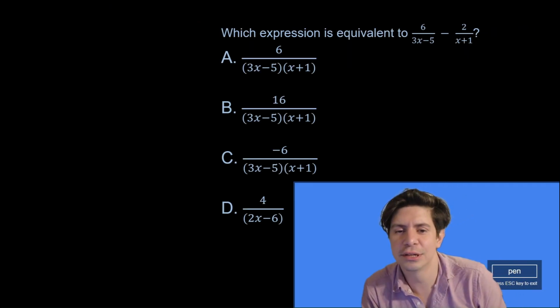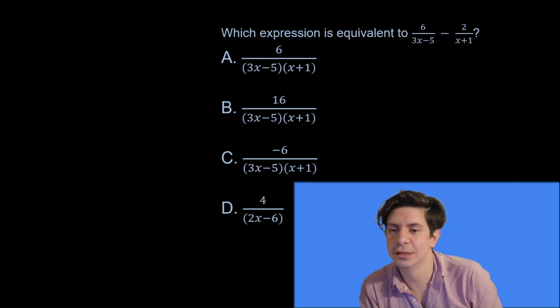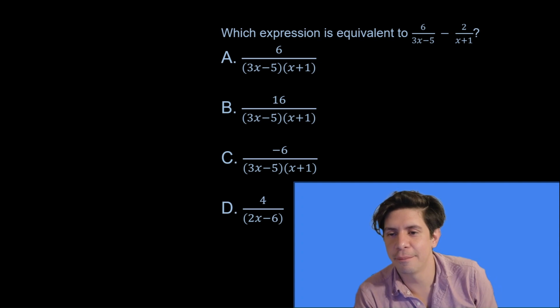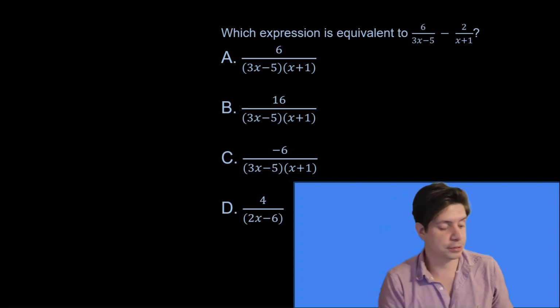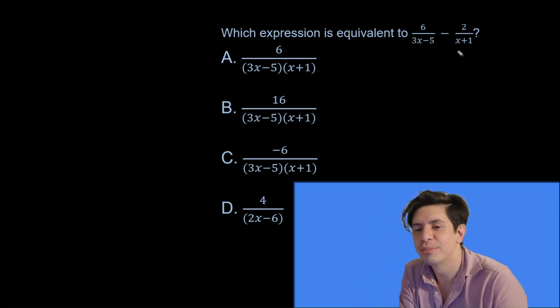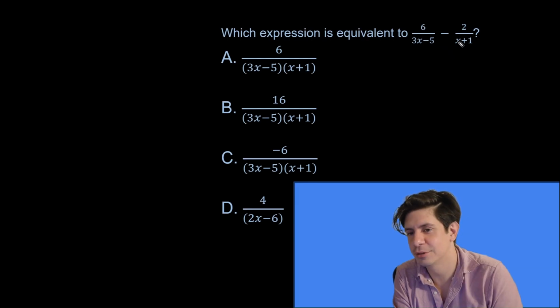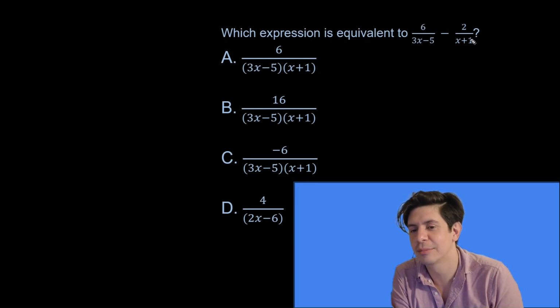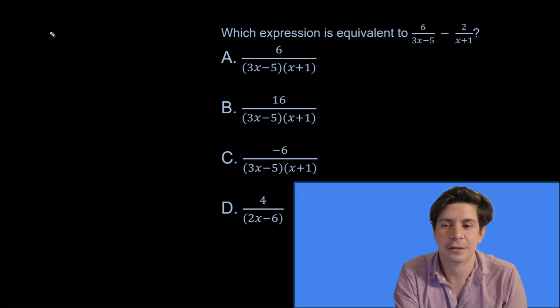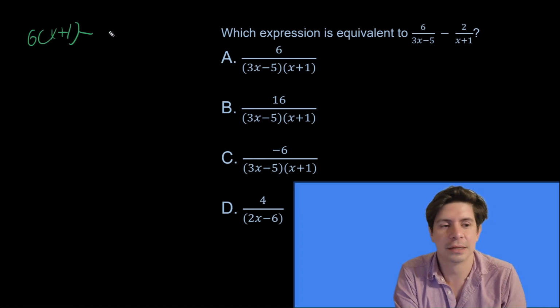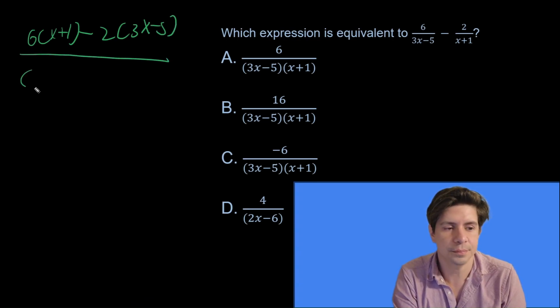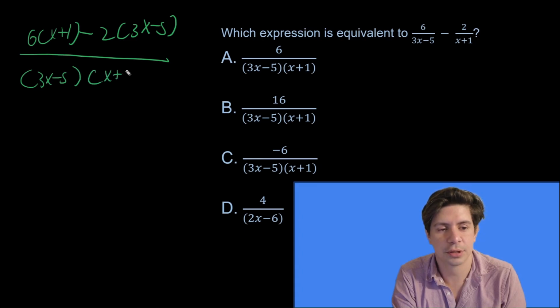Now we have this one here. Which expression is equivalent to 6 over 3x minus 5 minus 2 over x plus 1? So what you want to do is make common denominators. So this one's going to get multiplied by x plus 1. This one's going to get multiplied by 3x minus 5. So in the first one, we're going to get 6 times (x plus 1) minus 2 times (3x minus 5), all over (3x minus 5)(x plus 1).